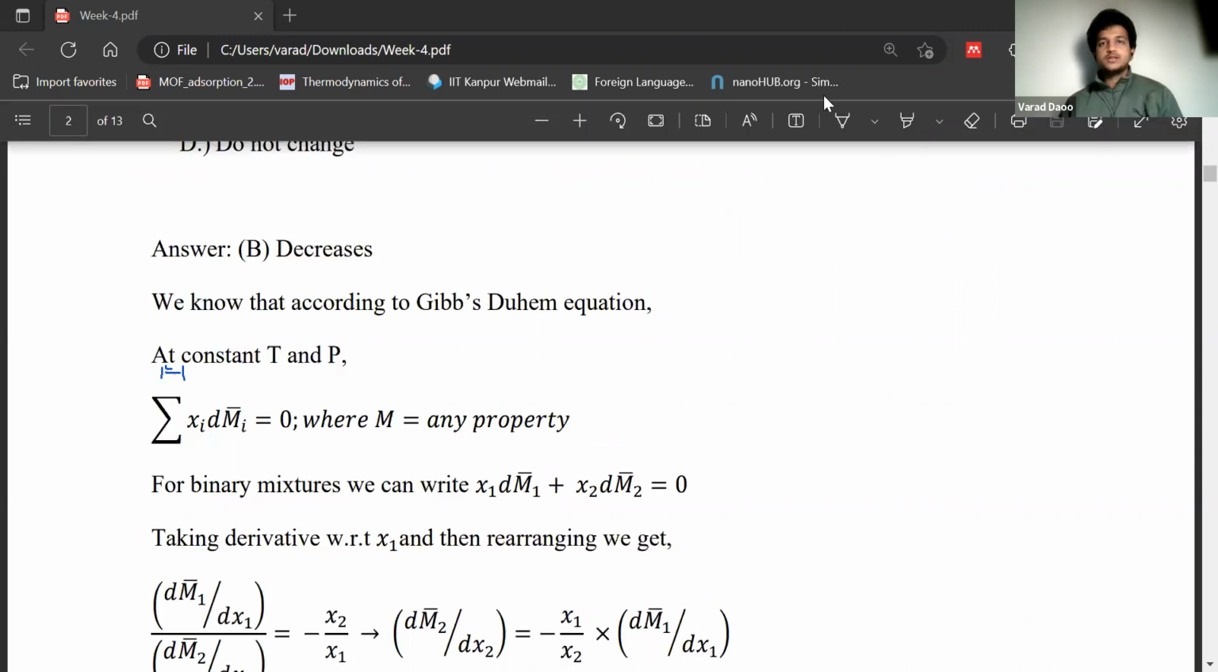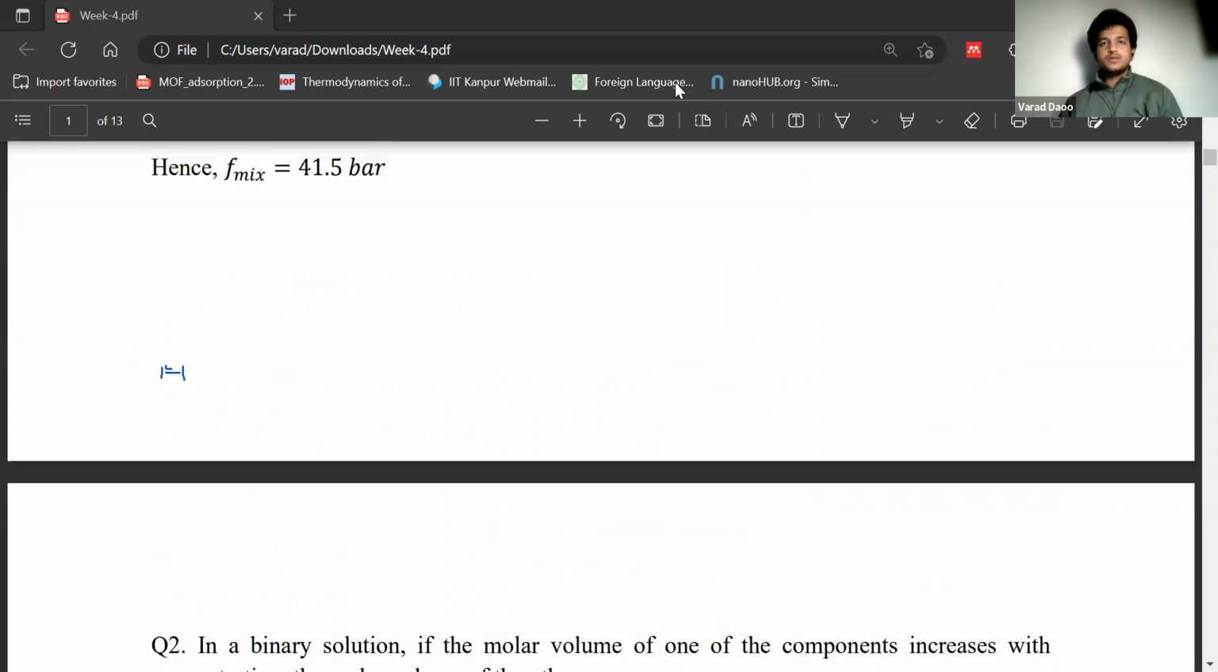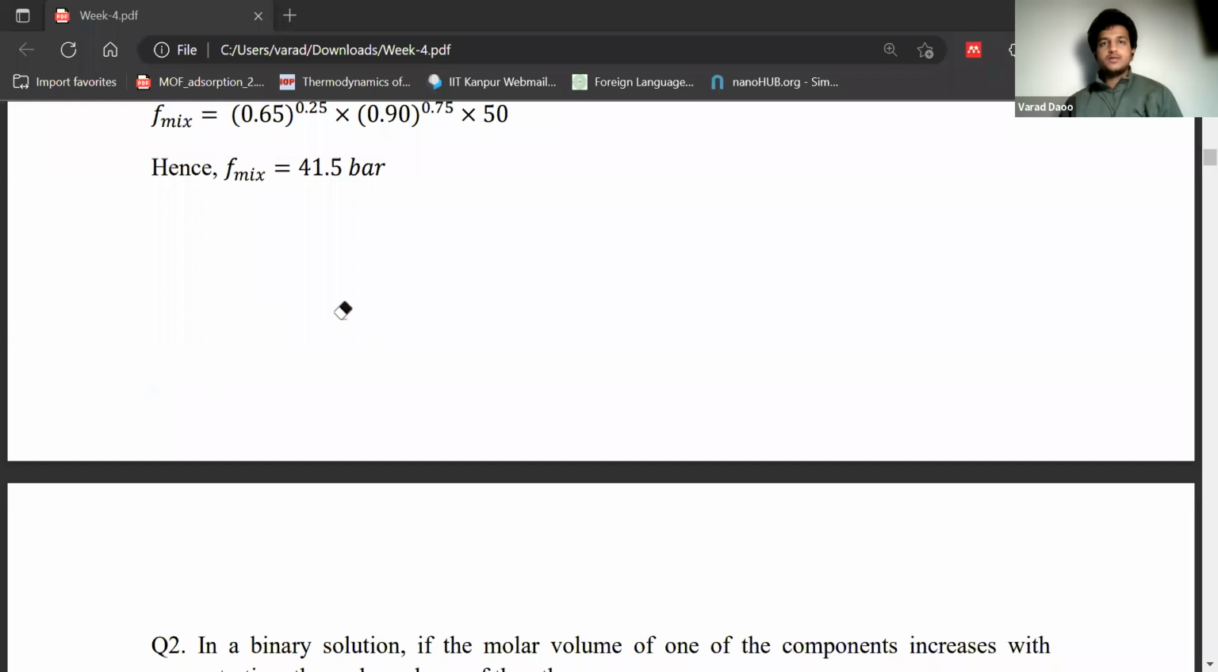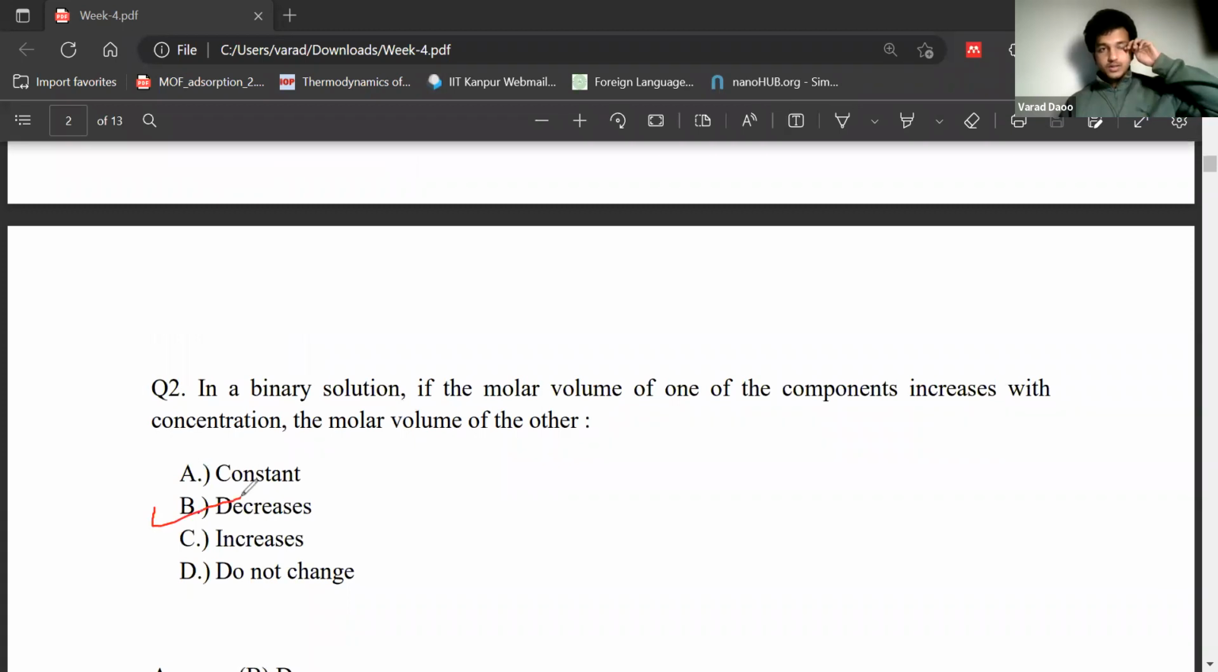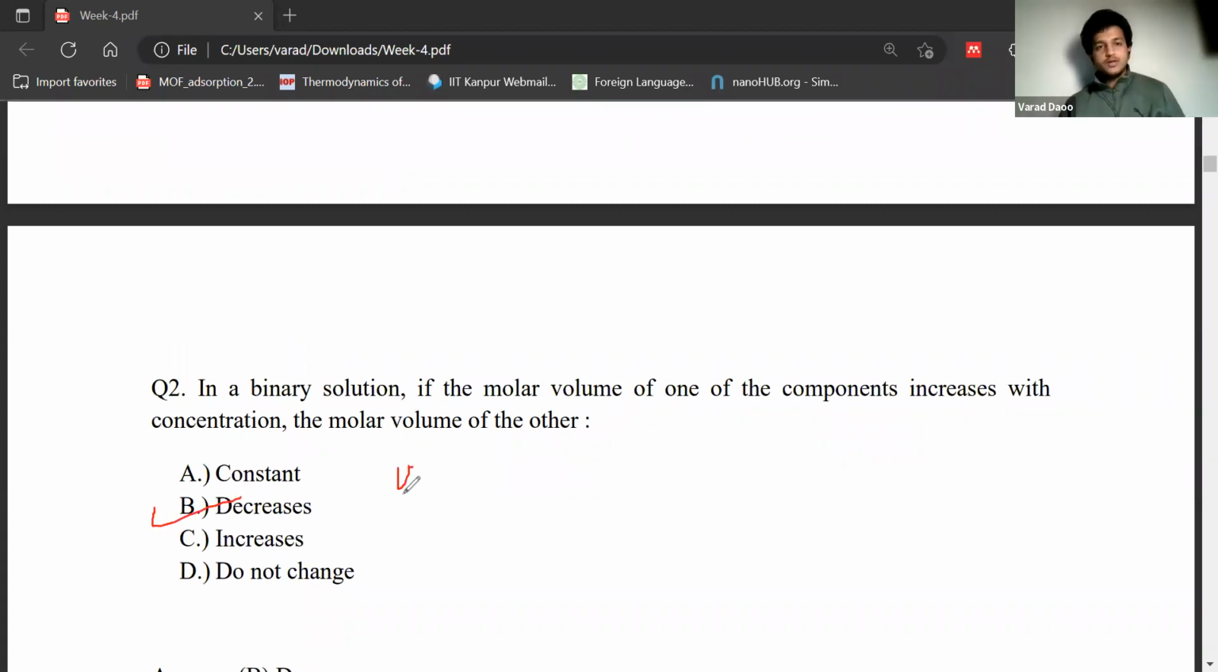Okay, the correct answer is, let me just clear this one. The correct answer is option B. That is V2 bar decreases with X1. Okay, option B is the right answer. I hear no questions, so I assume that the concept is clear to everyone, and we'll move on to the next question.